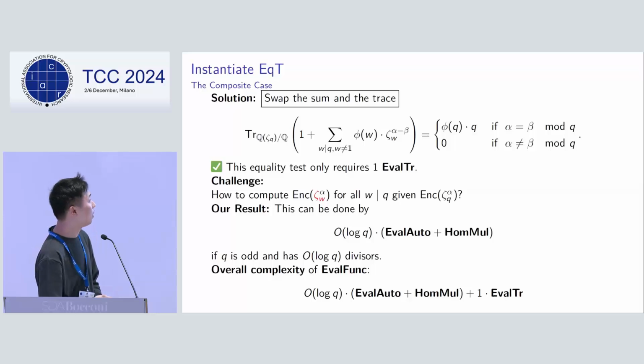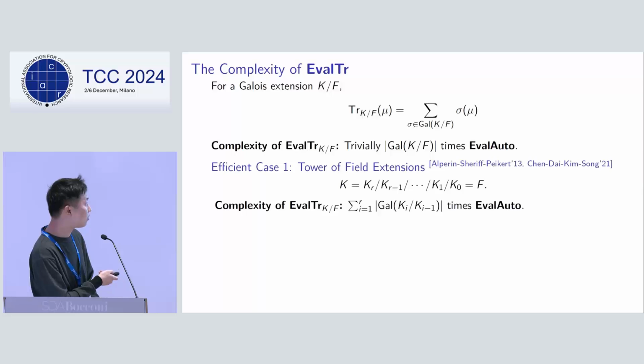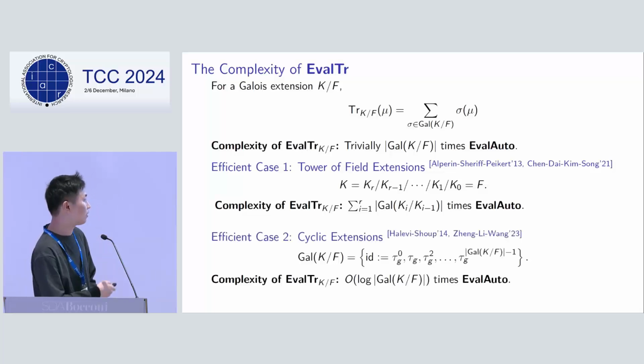By definition, the trace evaluation over a Galois extension costs the order of the Galois group. But there exist two methods to accelerate it. The first one is if there exists a tower of field extensions. In this case, the complexity of trace evaluation becomes a sum over the sub-Galois groups. And the second case is cyclic extensions. In this case, the Galois group is cyclic, and the complexity becomes logarithmic.